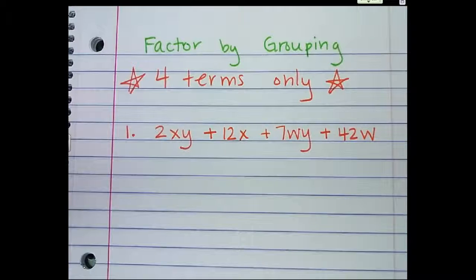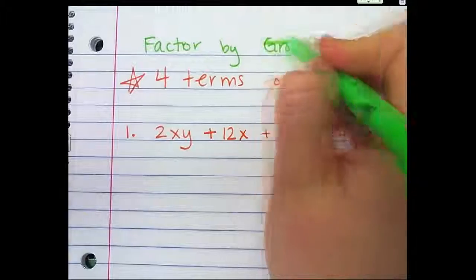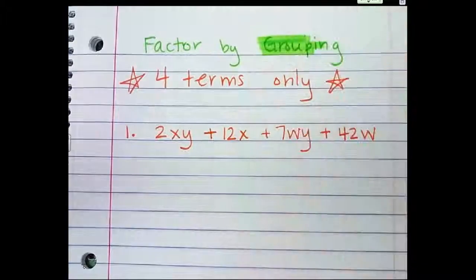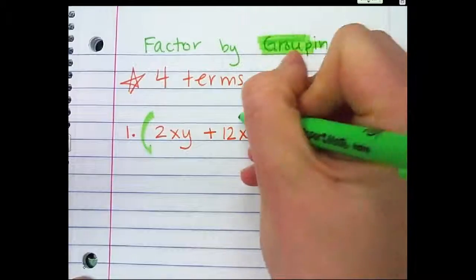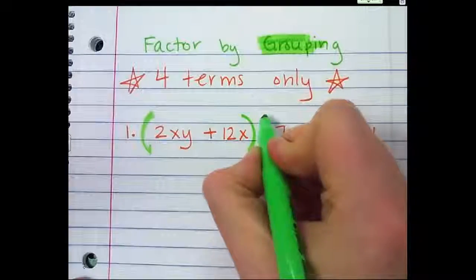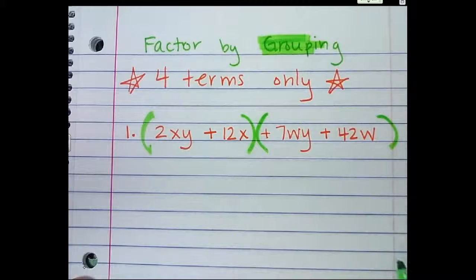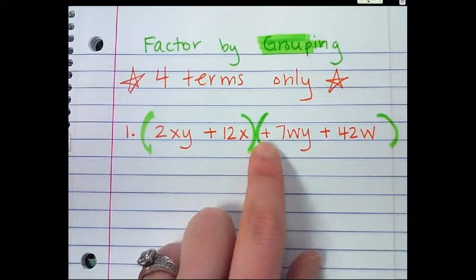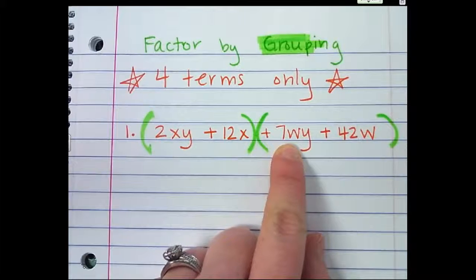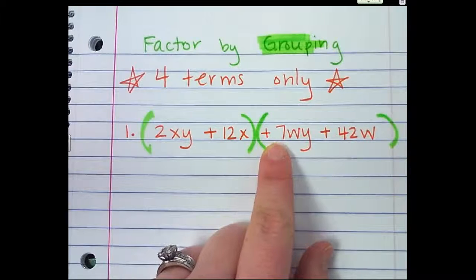Okay, so the reason we call it factor by grouping is because I'm going to group the first 2 together, and I'm going to group the second 2 together. Okay, and look where I put this parentheses. It's in front of this addition sign. A lot of people want to put it in between the plus and the 7, which works for this kind, but doesn't work in a little bit.